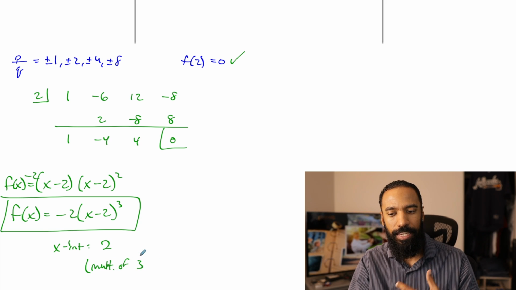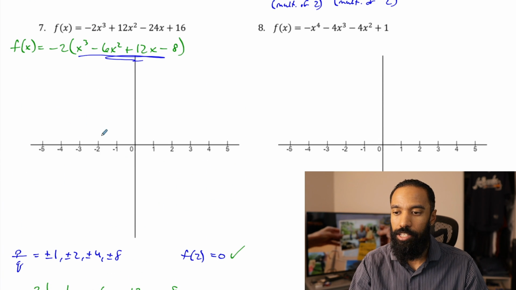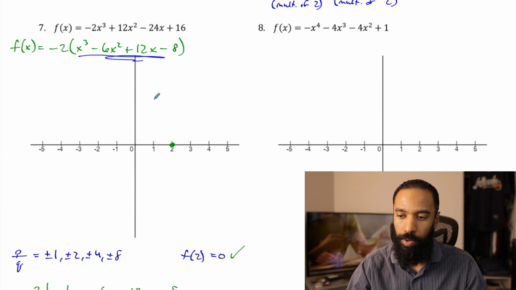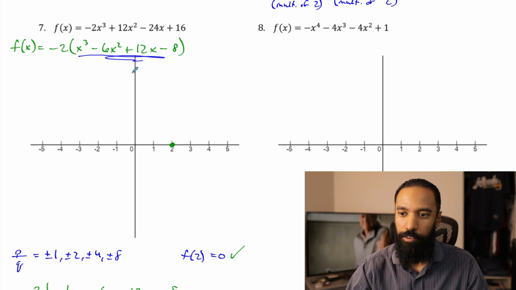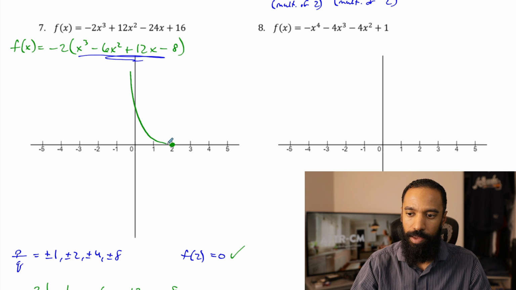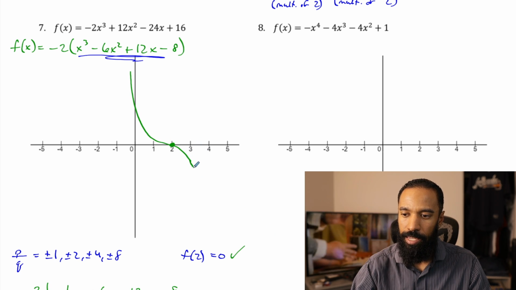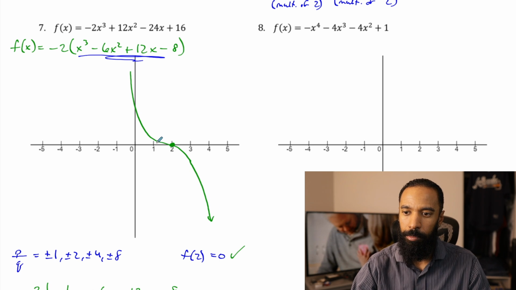So it'll behave like a cubic going through there. It is a cubic. So going through there at 2, it's got a multiplicity of 3, and it's going to basically start from the top and go down because it's a negative leading coefficient. And it's going to have that cubic kind of appearance going down and through like that right there. That'll be good enough for me.